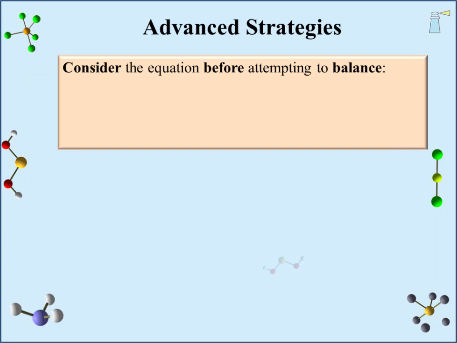As for overarching strategies, it is always a good idea to consider the equation before attempting to balance. Chemistry is about a foundation. Use the foundation that you have when addressing new topics. Ask questions like, is the equation one that has come up before? And what type of bonding is involved? Use balancing equations as a way of connecting the different areas of the study of chemistry.